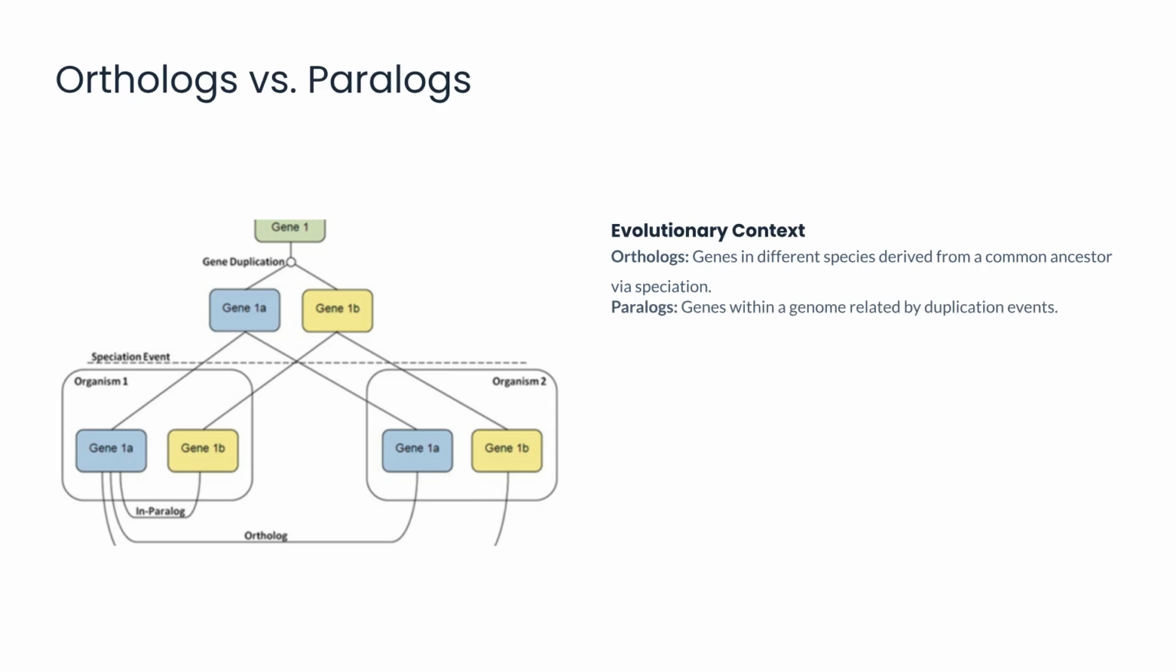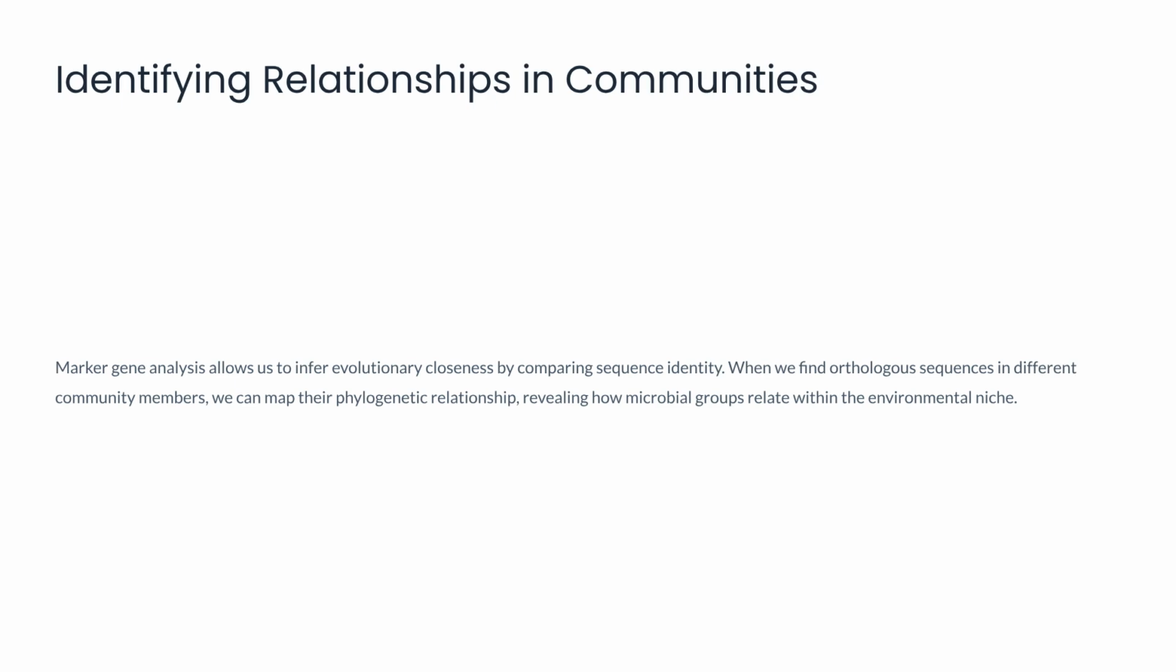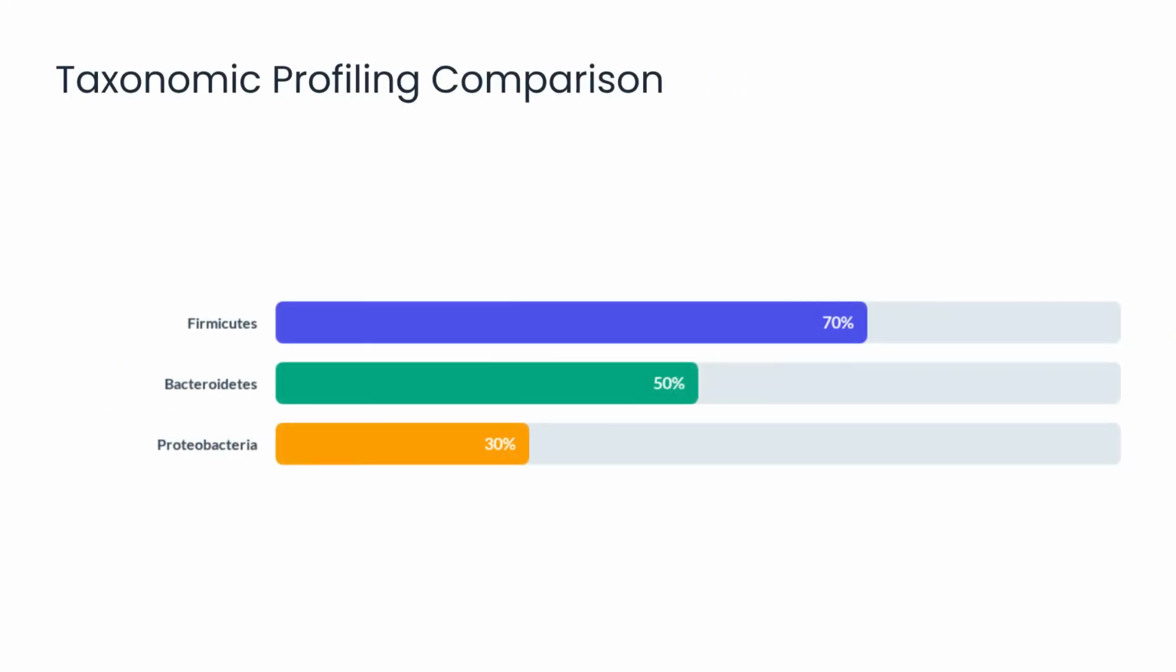Paralogs are genes within a genome related by duplication events. Marker gene analysis infers evolutionary closeness by comparing sequence identity. Finding orthologous sequences allows us to map phylogenetic relationships within the microbial community and its environmental niche. The taxonomic profiling comparison highlights the relative abundance of key phyla, like Firmicutes, Bacteroidetes, and Proteobacteria in the sample, showing their distribution within the community.